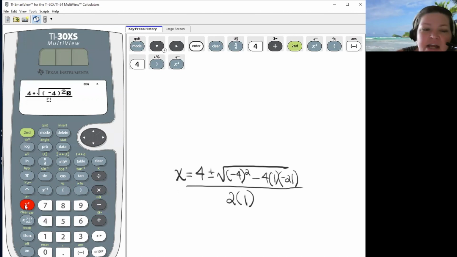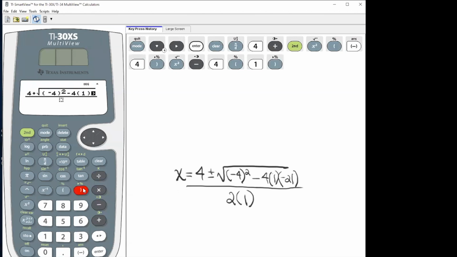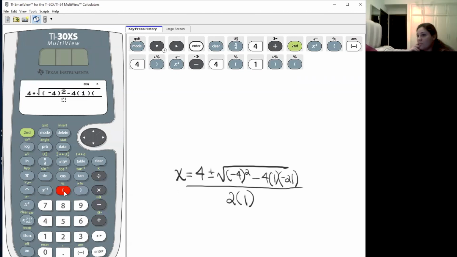Notice that we use the negative key and not the minus key when we're signifying that we want to multiply or divide with a negative number or raise it to a power. Now that's supposed to be minus. When it's between numbers, you must use a minus key. 4 times, use the parentheses, 1 and our C was negative 21.